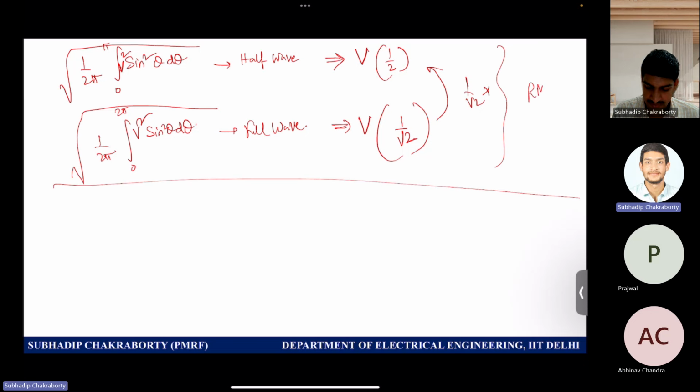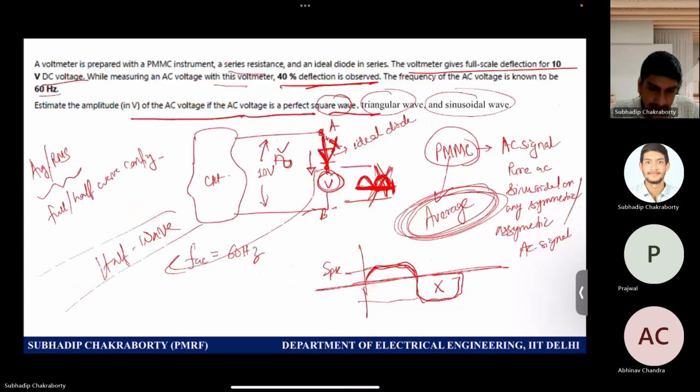So these are all RMS values. Any problem in this step? No, sir. Now you see, now you know all the signals and their RMS and average strengths. This much is clear. So you go back to the problem. What instrument were you having? You were having a PMMC type instrument. This is very important to note that PMMC type instrument can only measure the average value. So you need to know the average value of the signal. For example, square wave, triangular wave, and sinusoidal wave.